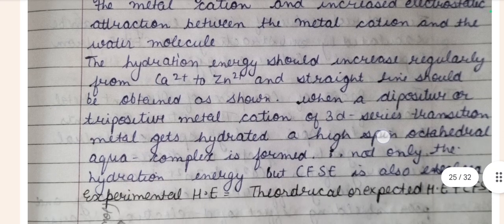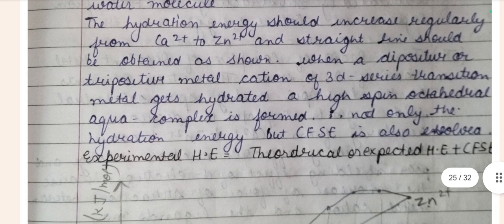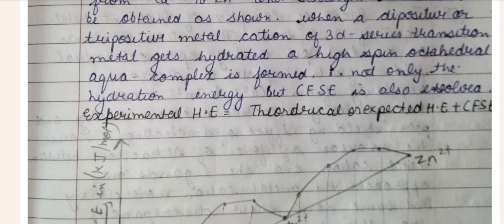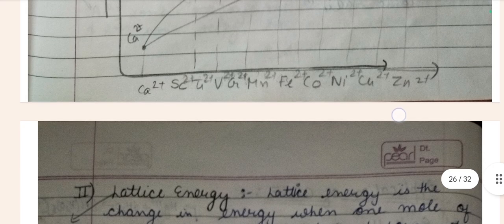The hydration energy should increase regularly from Ca2+ to Zn2+, and a straight line should be obtained as shown. When a dipositive or tripositive metal cation of the 3d transition series gets hydrated, a high spin octahedral aqueous complex is formed. Not only the hydration energy but the CFSE is also involved. Experimental enthalpy of hydration is equal to the theoretical or expected enthalpy of hydration plus CFSE.